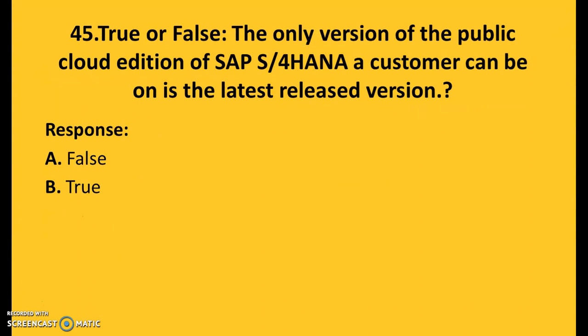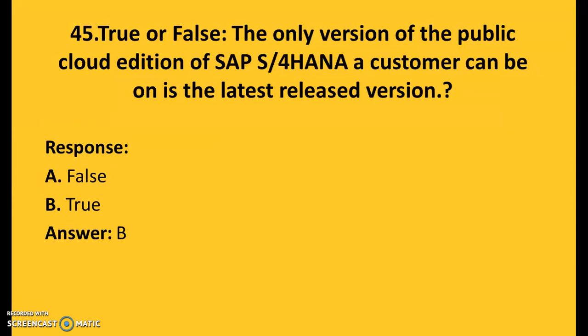The only version of the public cloud edition of SAP S/4HANA a customer can be on is the latest released version. Is it true or false? What I mean to say is the old version was there and the latest version has come, so what would be there in the cloud edition is what we are discussing here. The answer is true. It will always be on the latest version whenever we are deploying SAP S/4HANA on cloud.